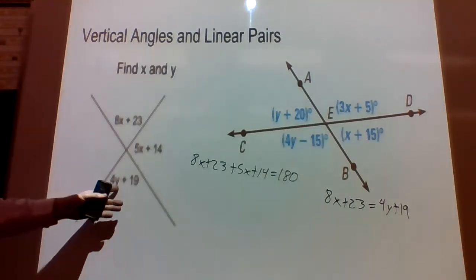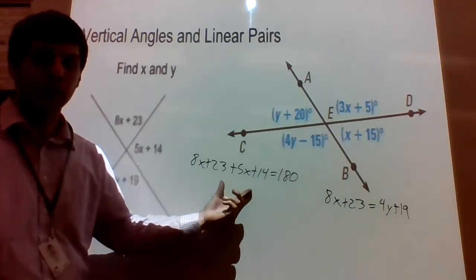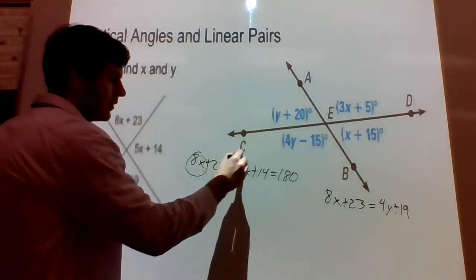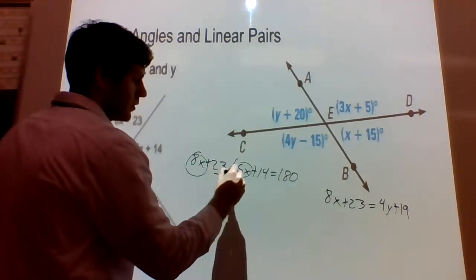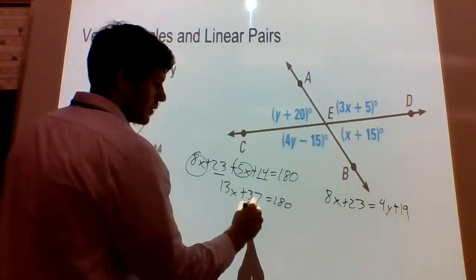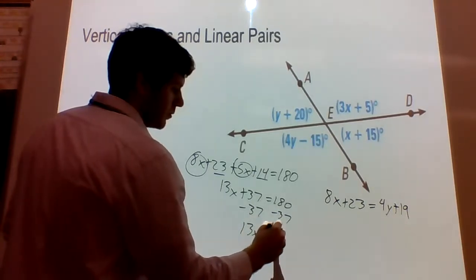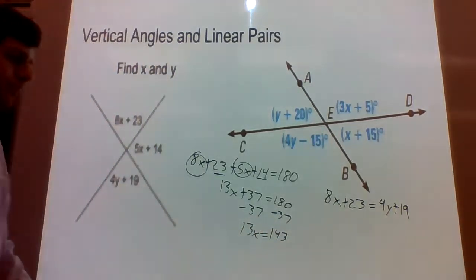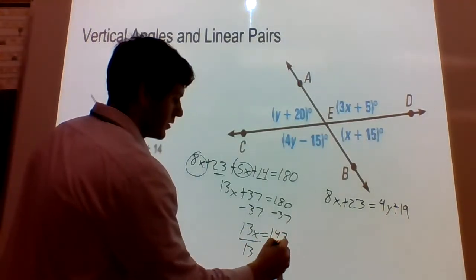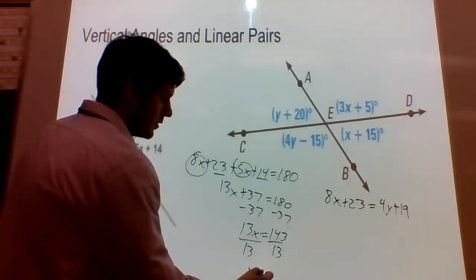Now we have two variables, two equations. Let's start with this one because we only have one variable, which is x. We can combine like terms and solve for x. 8x and 5x is 13x. 23 and 14 is 37. Subtract 37. 13x equals 143. Divide by 13, and we get x equals 11.